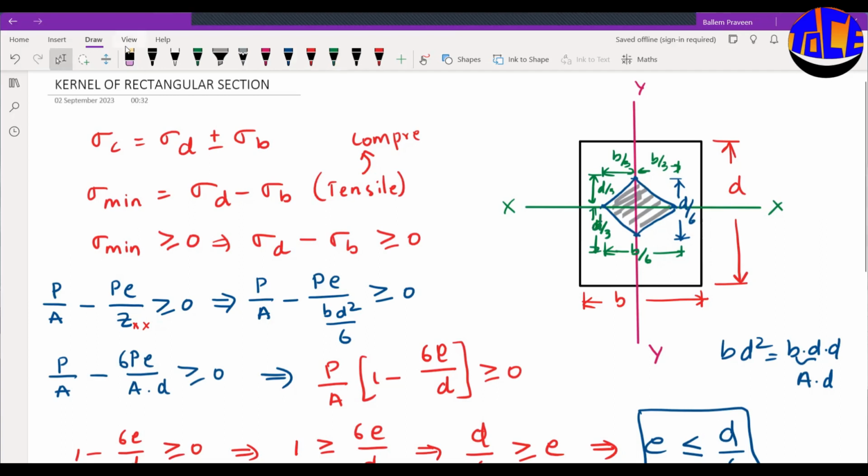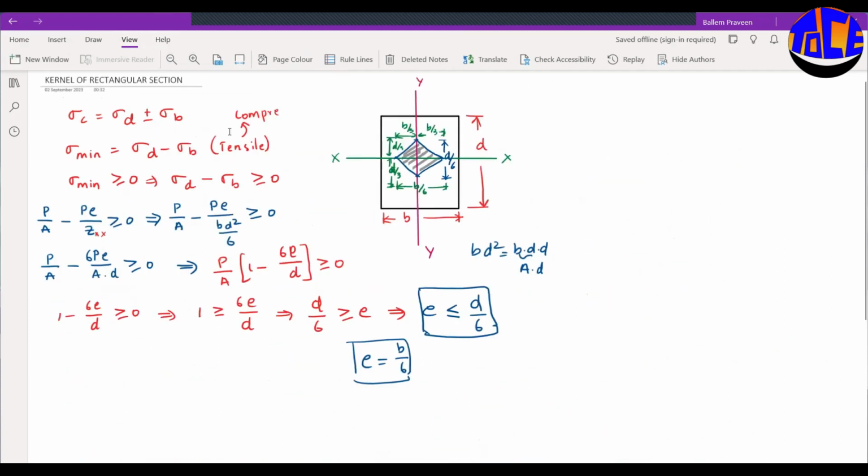I hope you have understood how we can derive an expression for the kernel or core of a rectangular section.